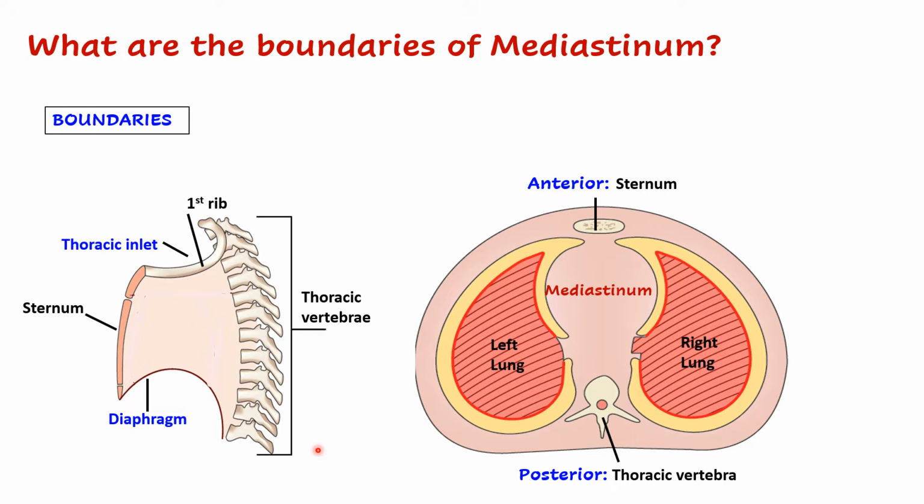What will be present on the sides? That cannot be viewed in this section, but we can see here these are the lungs and they are covered by the visceral pleura, and the outer layer is the parietal pleura. So this part of the parietal pleura which is present on sides of the mediastinum is known as mediastinal pleura. So on sides the mediastinum is bounded by mediastinal pleura.